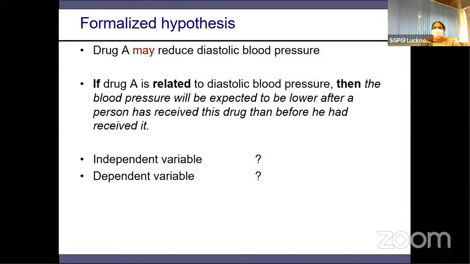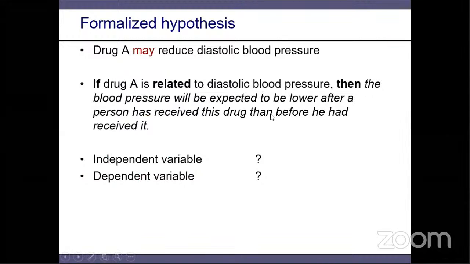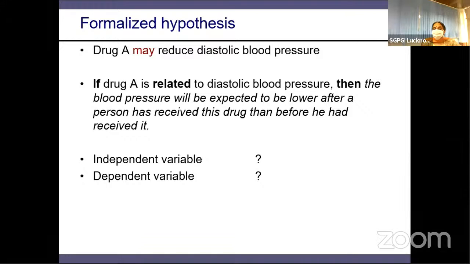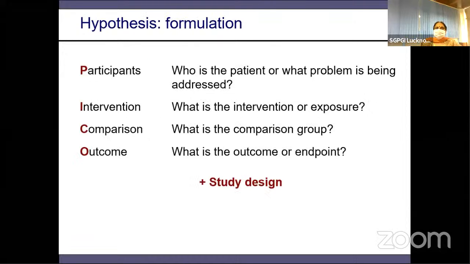So then we convert it into a formalized hypothesis. Like if we are saying that a drug A may reduce diastolic blood pressure, we say if drug A is related to diastolic blood pressure, then the blood pressure will be expected to be lower after a person has received this drug than what blood pressure he had before it. So the independent variable here is the drug. The dependent variable is the blood pressure, because blood pressure is dependent on the drug which we will prescribe.